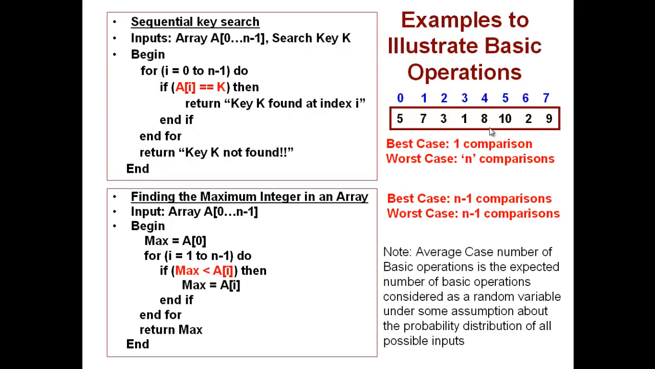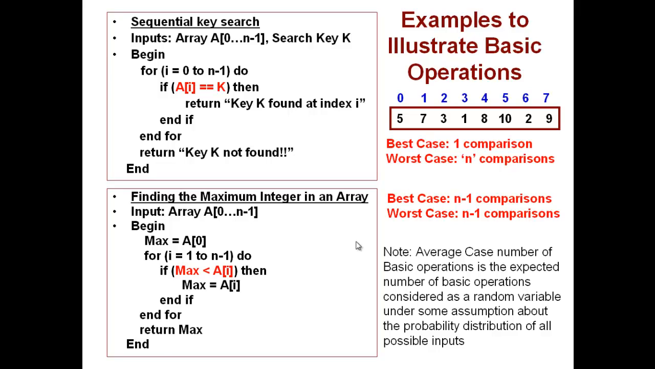So if you look at the logic here, it doesn't really matter where the maximum is. Even if 10 was at index 0 and it is the maximum, we still have to compare it with every element in the array and go through the entire loop from index 1 to n minus 1. So we really have to do all the n minus 1 comparisons irrespective of where that maximum is. So we see then the best case is the same as the worst case. Given an array of size n, we have to do n minus 1 comparisons to find the maximum element in the array.